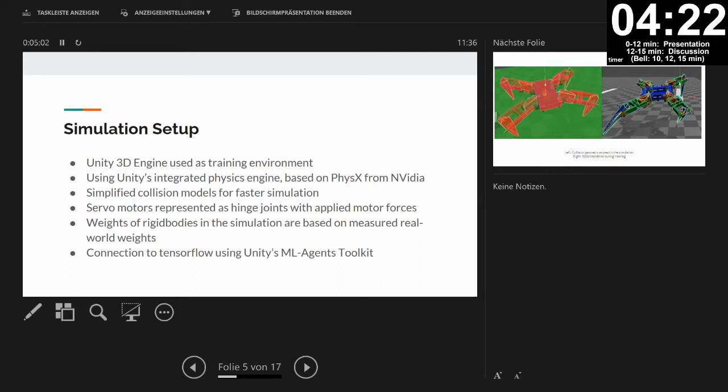Servo motors themselves are not represented in the Unity 3D engine, so we use hinge joints with applied motor forces for this. And the weights of the rigid bodies in the simulation are based on the measured real weights of the real robot. And for the learning process, we use the ML Agents Toolkit with its specific implementations of several reinforcement learning techniques.